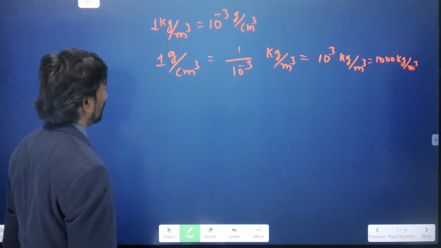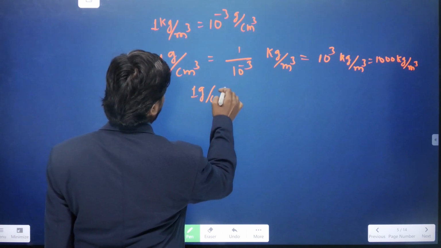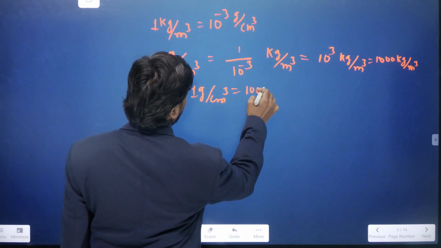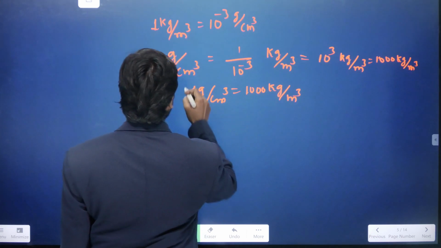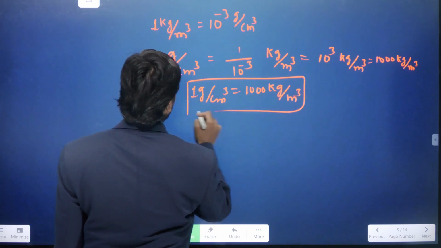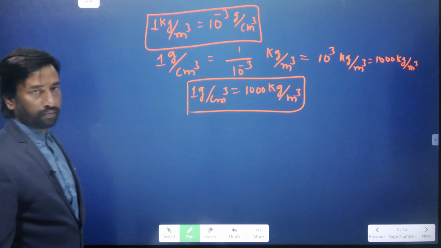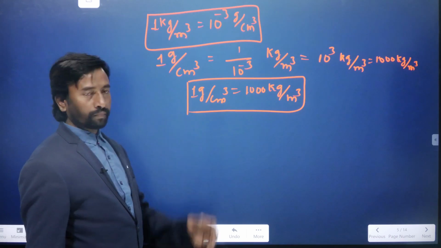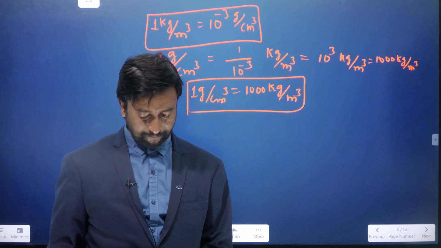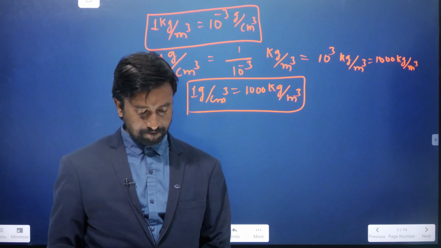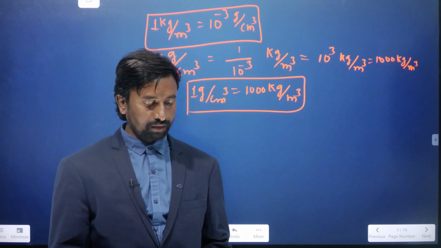Therefore, 1 gram per centimeter cube is equal to 1000 kg per meter cube. This we should remember, because while solving the numericals we will use this relation. So that is about the relation between the CGS unit of density and the SI unit of density.